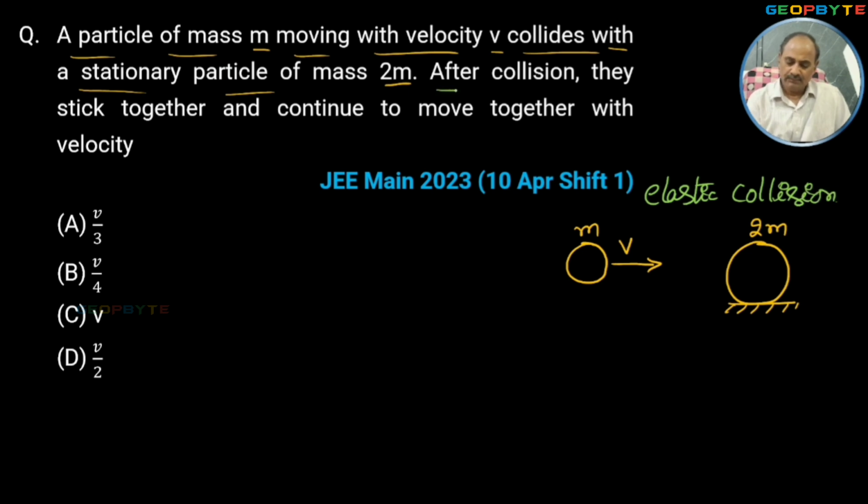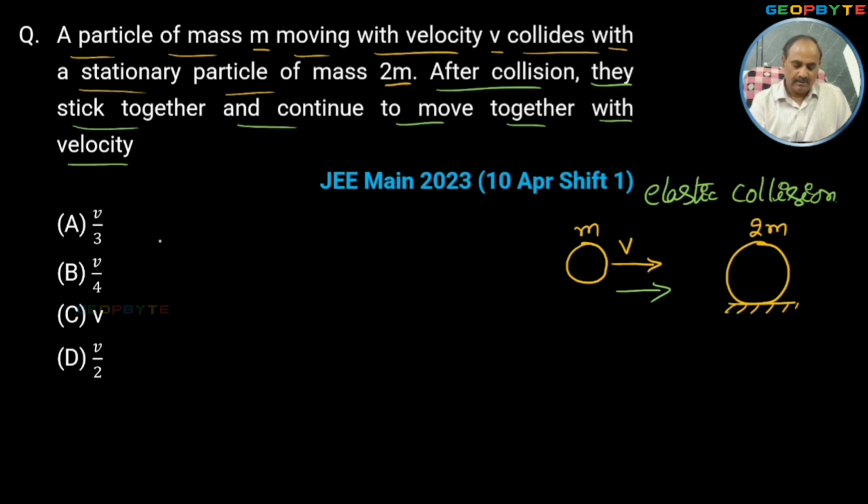After collision, they stick together and continue to move together with a common velocity. After this particle collides with the stationary mass, both are moving with the same velocity. What is that velocity? Very simple.